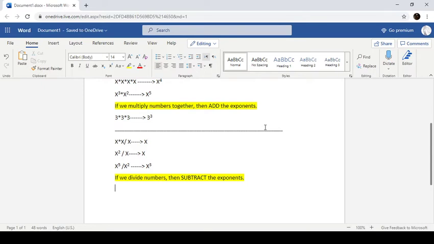Now something interesting happens if we have something like the other way around from the example we just did. Let's have x to the second divided by x to the fifth. Well, 5 minus 2 was positive 3. 2 minus 5 is negative 3.